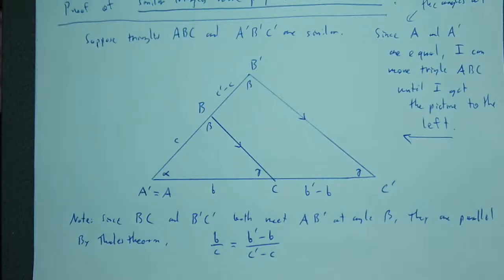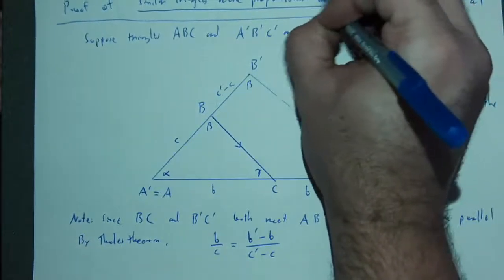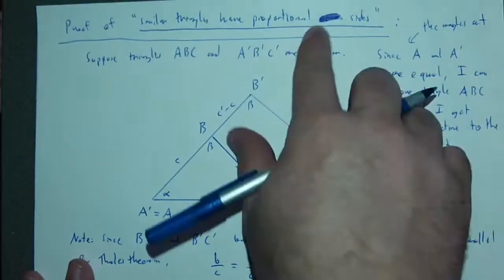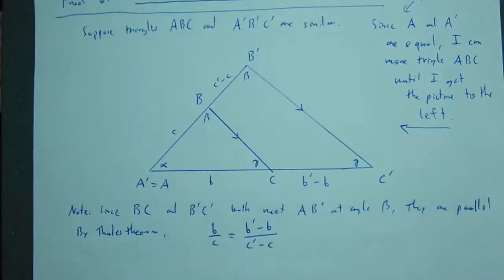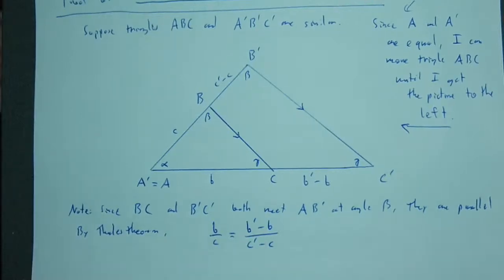All right. So they have proportional sides. I really don't need the word corresponding here. That's for a particular statement that I want to say. So I got rid of this corresponding. To say that they have proportional sides, I need this right-hand side fraction to be B prime over C prime.